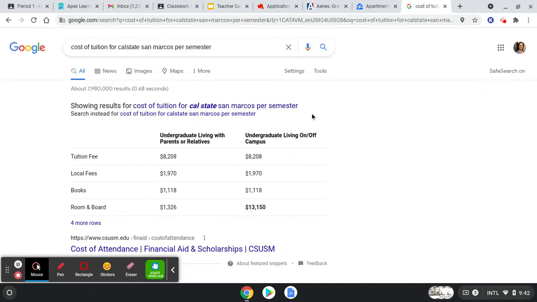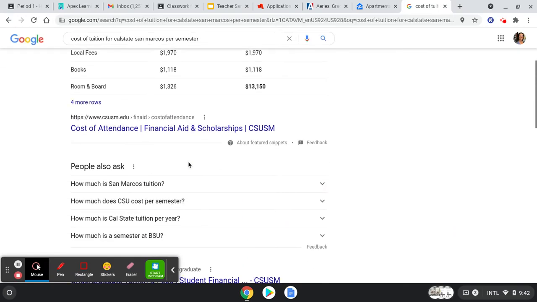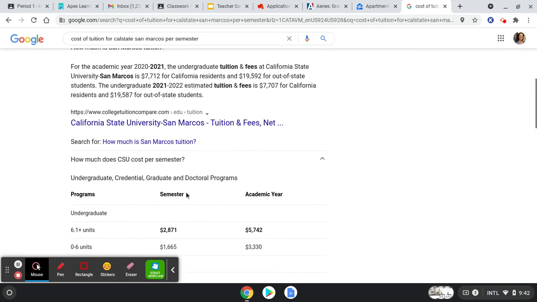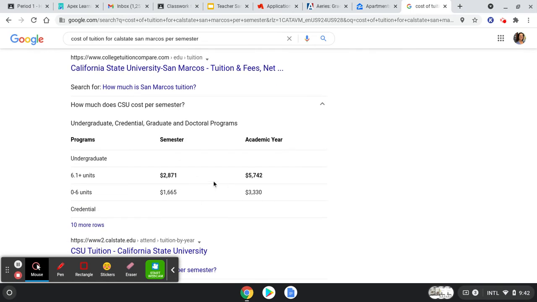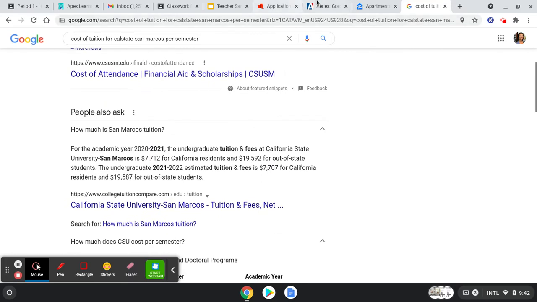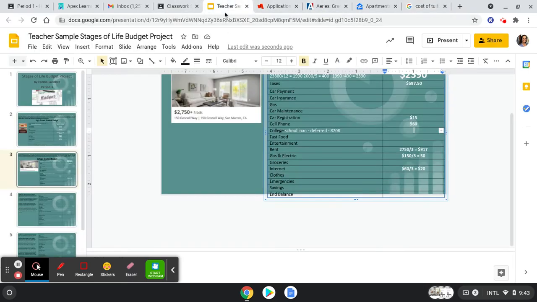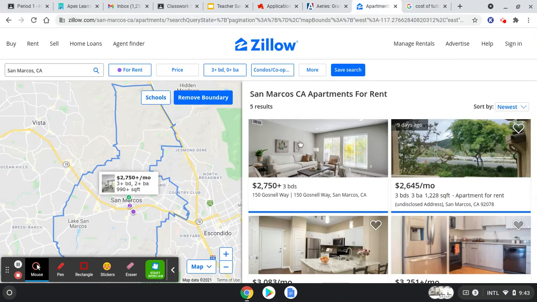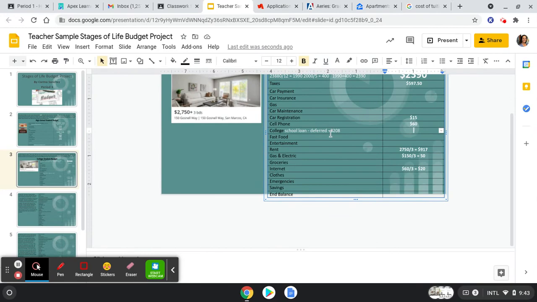And real quick, tuition per semester. Yeah, this does say I'm trying to see if this is per semester or for the year? Okay, that's for the year. Hang on, let's go back in and adjust that number. That's for the year. So it actually said, did you see that number? It said 7712, not 8208. So we're going to go back and we're going to do 7712.